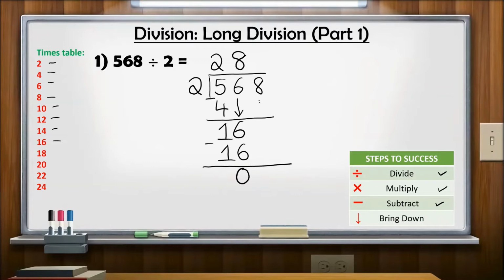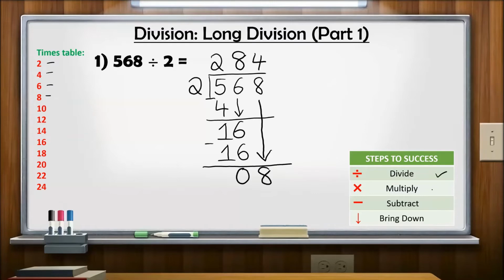And the next step I'm going to do is bring down my final digit of 8 here like this. And I'm going to repeat the whole process again. So first thing I'm going to ask myself is, how many 2's are there in 8? Or what is 8 divided by 2? And using my times table, you can see the answer is 4.